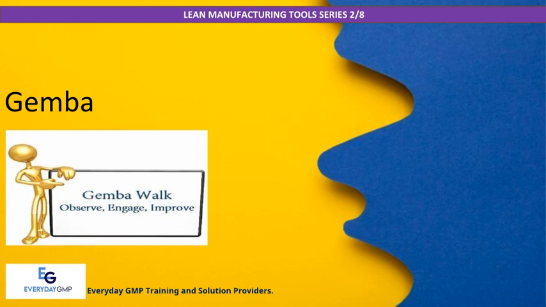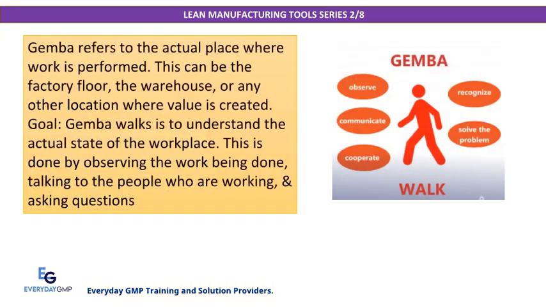Practicing Gemba walks involves managers and team leaders observing operations directly, engaging with employees, and gaining first-hand insights into processes, problems, and opportunities. Gemba refers to the actual place where work is performed. This can be the factory floor, the warehouse, or any other location where value is created. The goal of Gemba walks is to understand the actual state of the workplace. This is done by observing the work being done, talking to the people who are working, and asking questions.